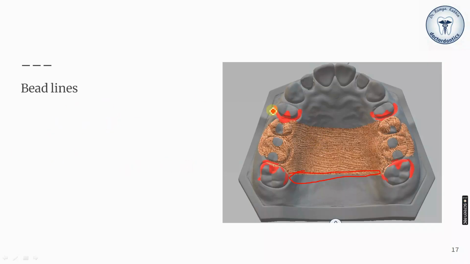So whenever you remove the prosthesis, if you have given the bead line perfectly, then there will be formation of a depression in the oral cavity after removal of the prosthesis. There will be a depression after you remove this. Bead lines will have 0.5 mm of width and 1 mm of depth.